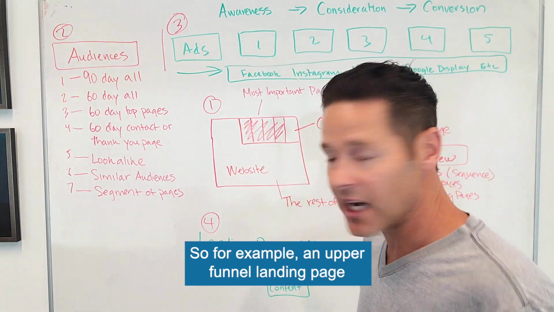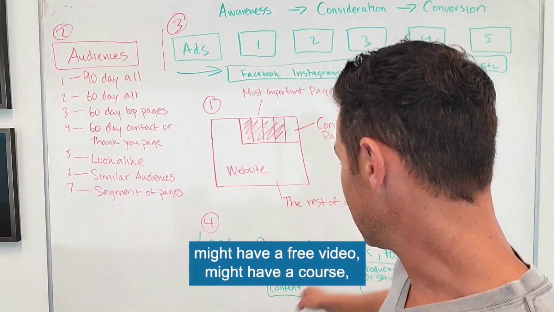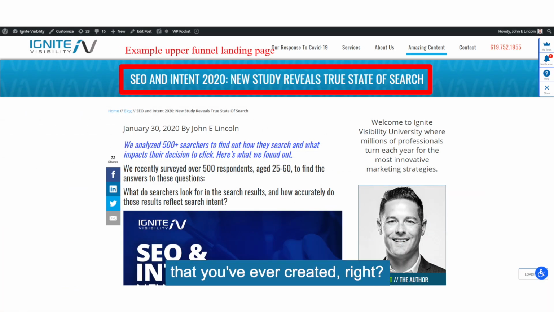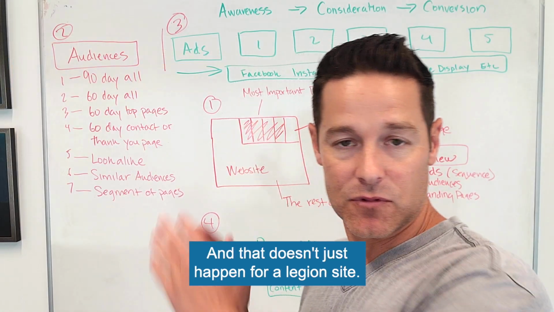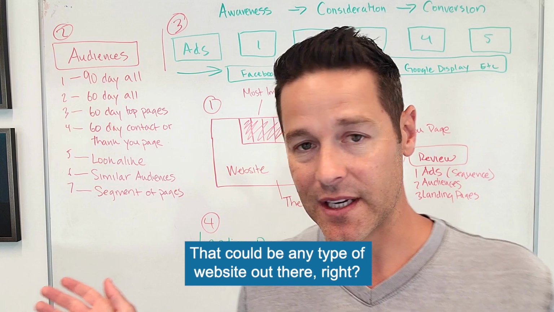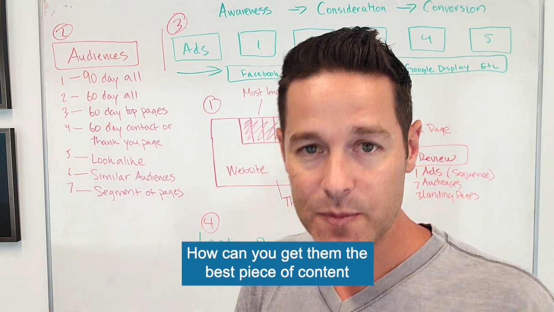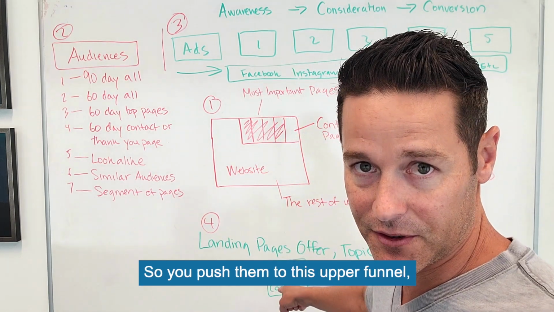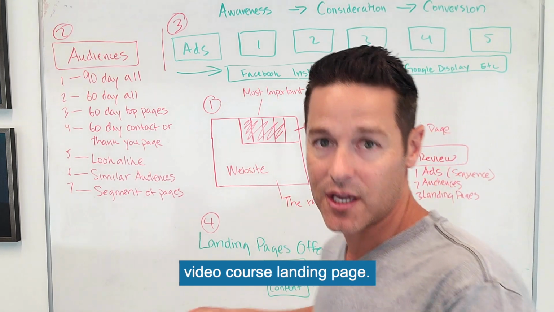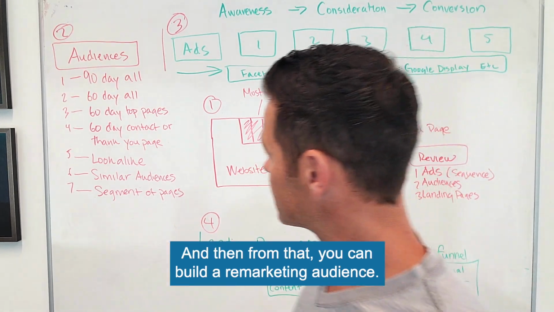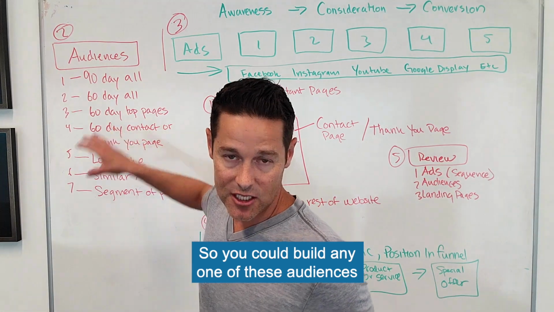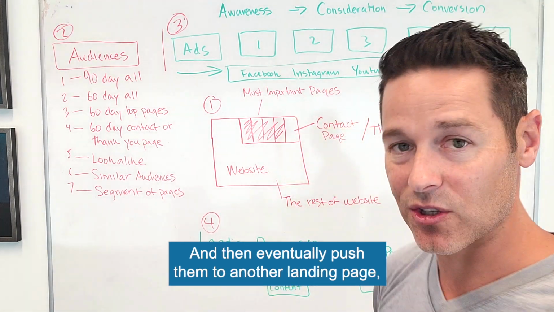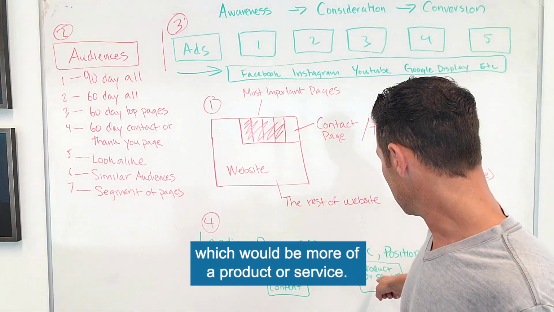So for example, an upper funnel landing page might have a free video, might have a course, might just have the most amazing piece of content that you've ever created, right? And that doesn't just happen for a lead gen site. That could be any type of website out there, right? How can you get them the best piece of content that you've ever made quickly? So you push them to this upper funnel video course landing page, and then from that you can build a remarketing audience. So you could build any one of these audiences that you wanted off of that. Then you're going to nurture them further with more ads, right? And then eventually push them to another landing page, which would be more of a product or service.